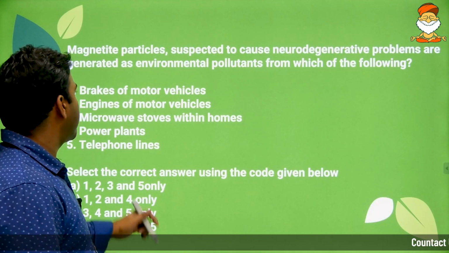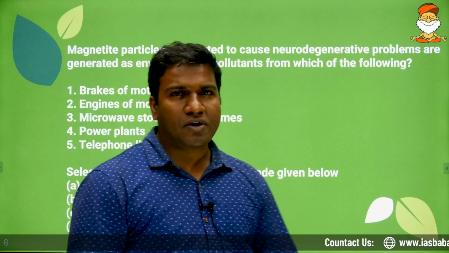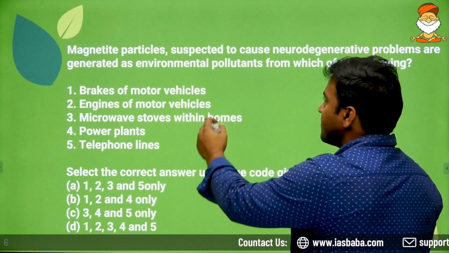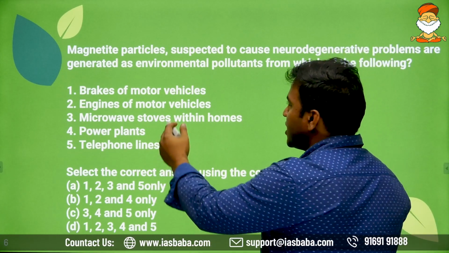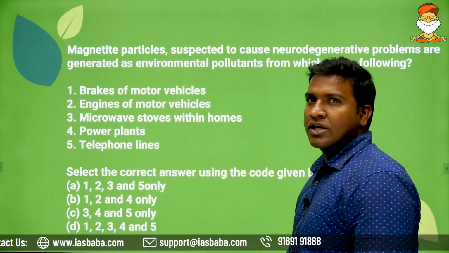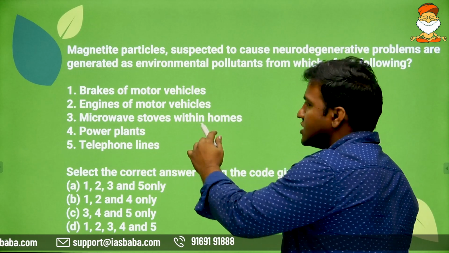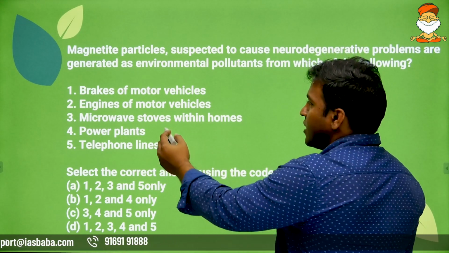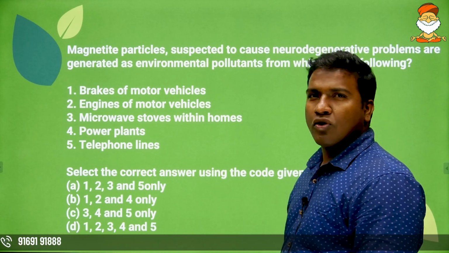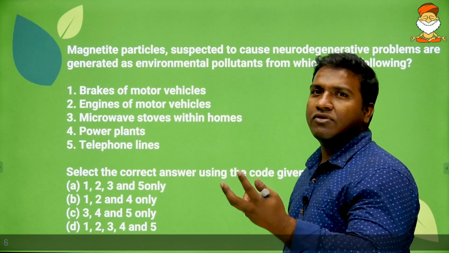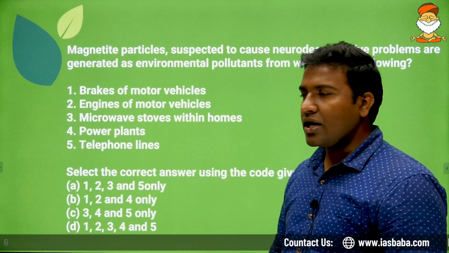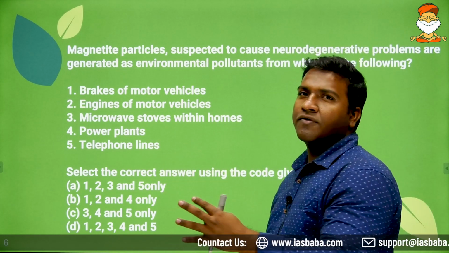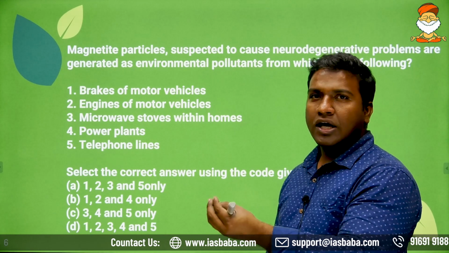Okay, and then we have an example of magnetite pollution. Magnetite pollution is caused by which of the following? Brakes of motor vehicles, yes, obviously. Engines of motor vehicles, yes, there is rubbing of iron. And then the microwave stoves within homes. See, microwave stoves have the least components of iron. At most they have an iron casket, not more than that, and most of the working is by electronic chips.